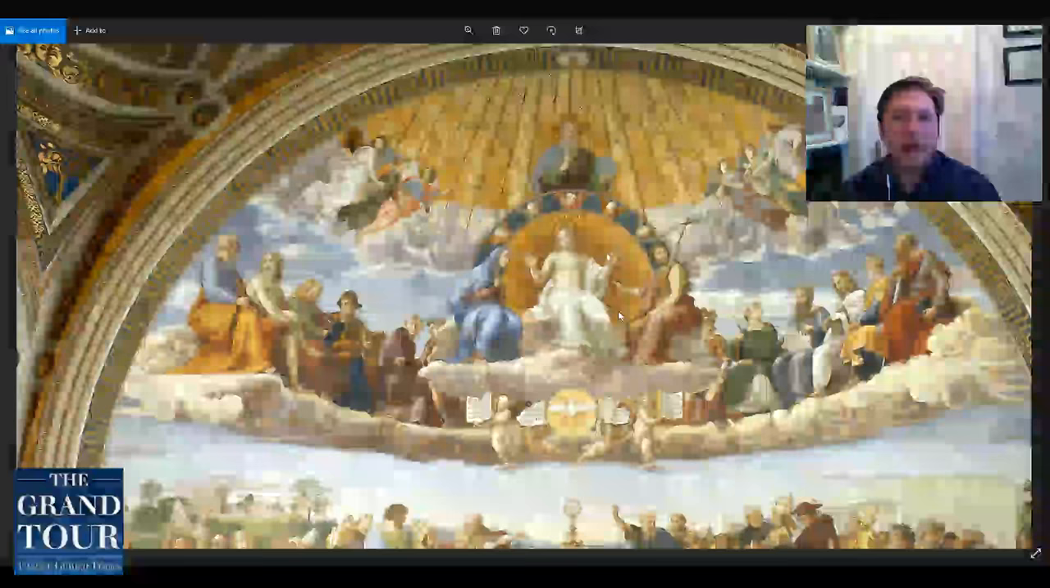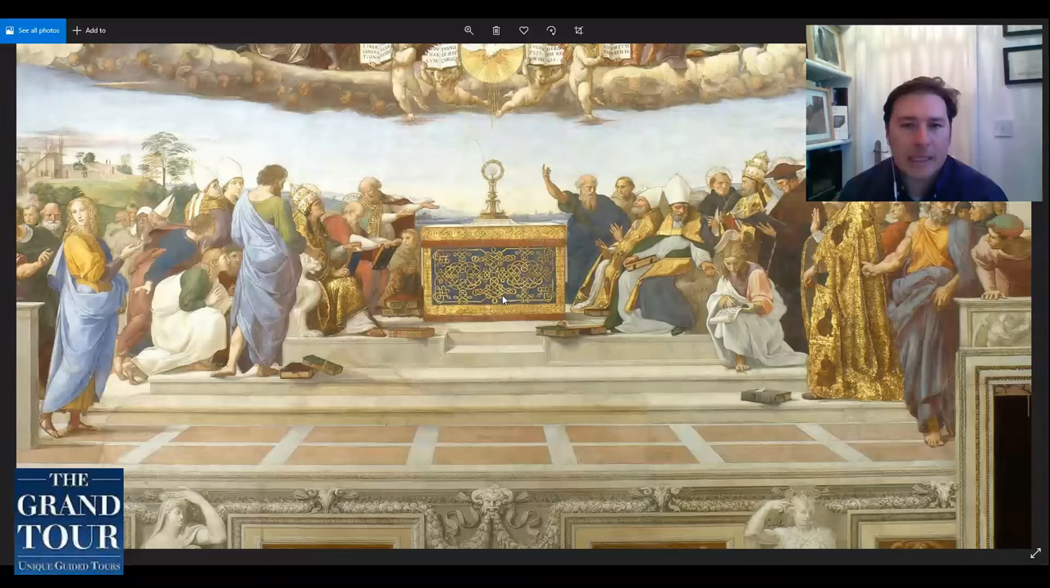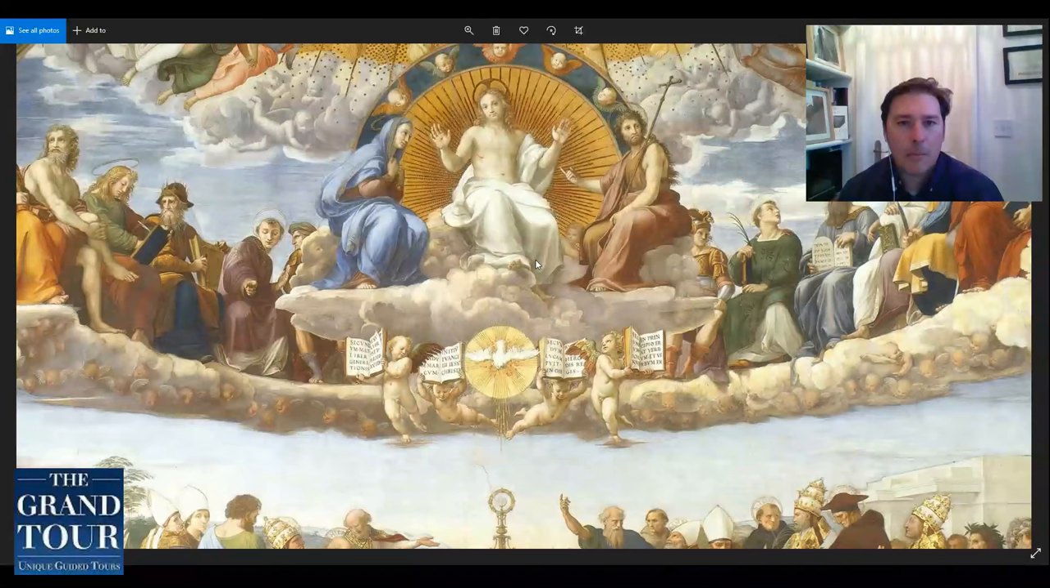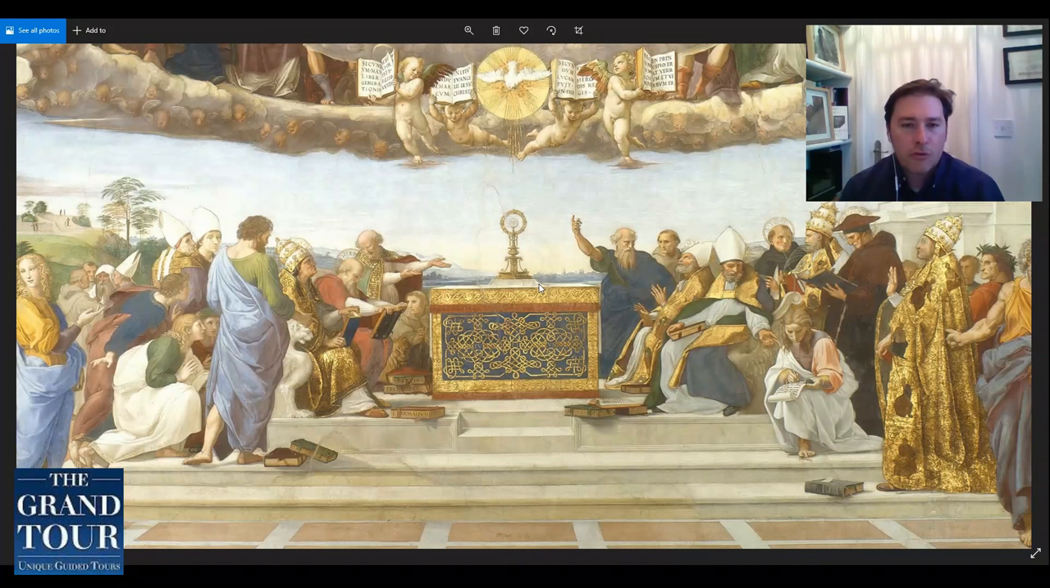Down here, you have this beautiful ornate altar with the Eucharist, which is the real center of Catholicism, the real center of the Christian faith. The Eucharist, the flesh and blood of Jesus Christ, is not a symbol, it's not an allegory, it is the true flesh and blood of Christ that we actually participate in during the Mass. So Vasari called it the Dispute because it looks like they're having an argument, they're all talking about different aspects.